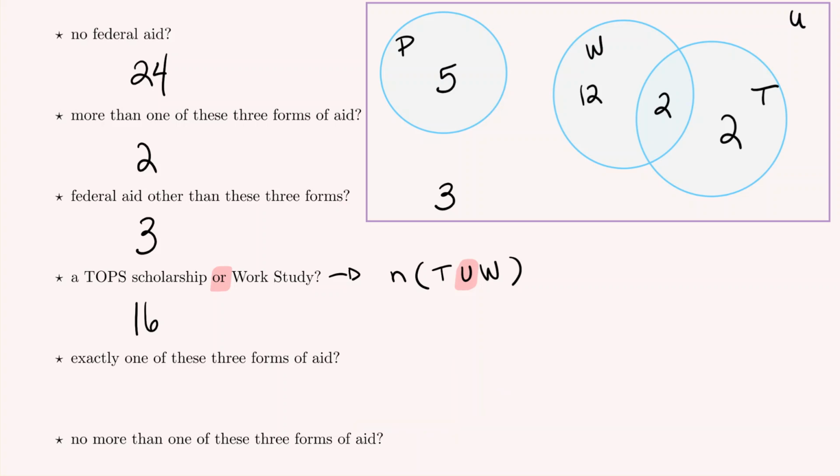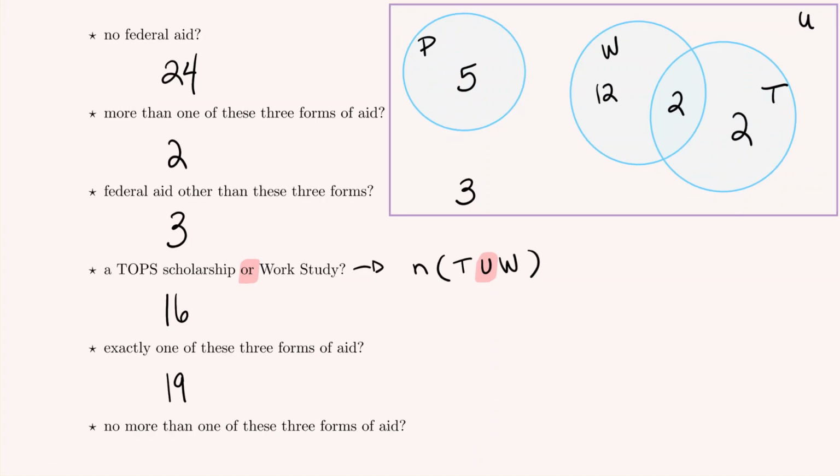So the students who had exactly one of the 3 forms of aid are anybody who had the Pell Grant because they had only one type, these 12 who had only the work study, plus these 2 who had only the TOPS. So 5 plus 12 plus 2, and that would give us 19.